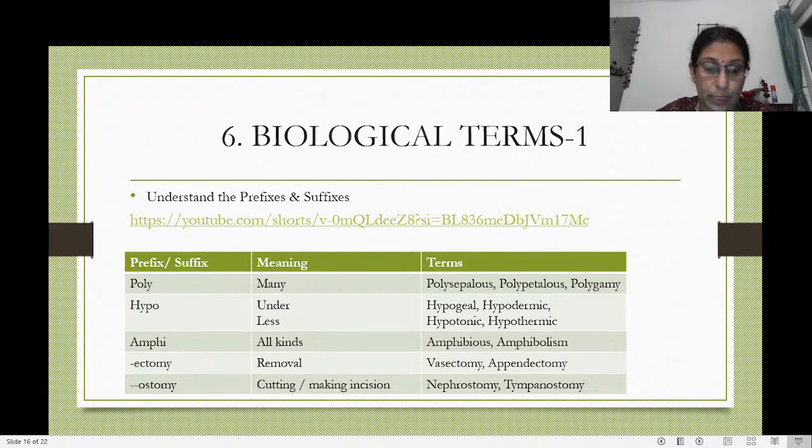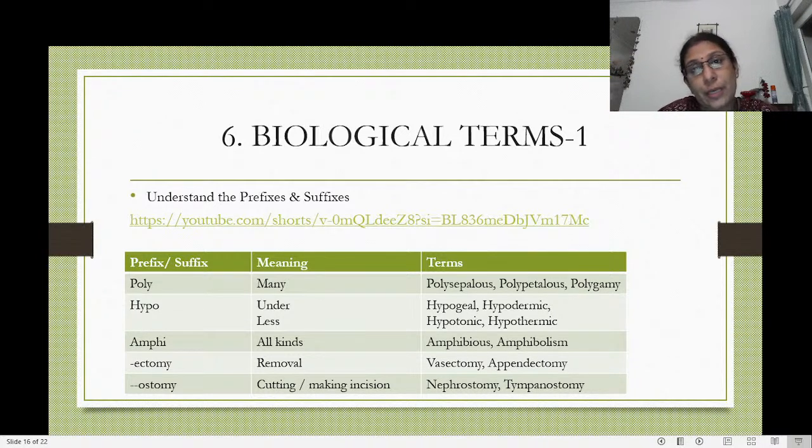For example, ectomy. Ectomy means removal. Vasectomy is removal of the vas deferens. It's a type of male contraception, a prevention of pregnancy through controlling the reach of the sperm into the uterus, into the vagina. So vasectomy prevents that because we are cutting off the vas deferens or we are tying it up.